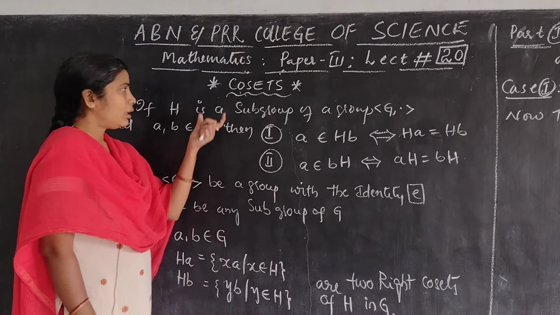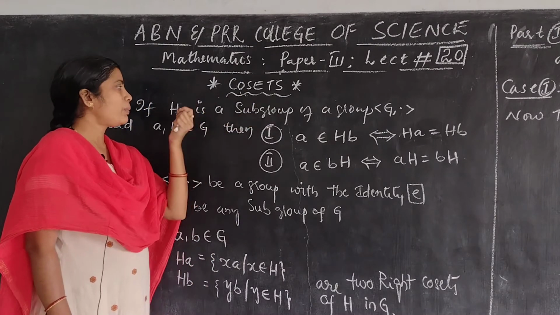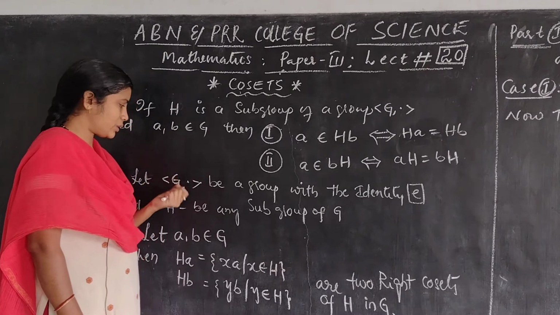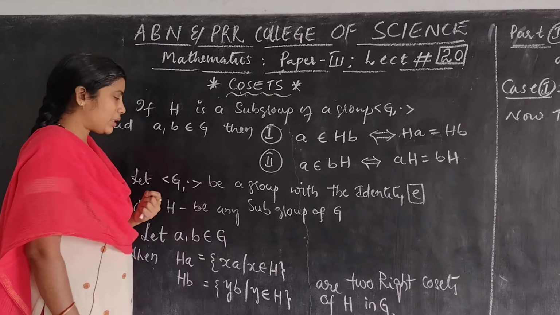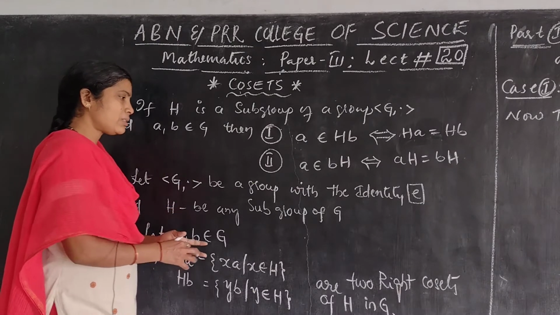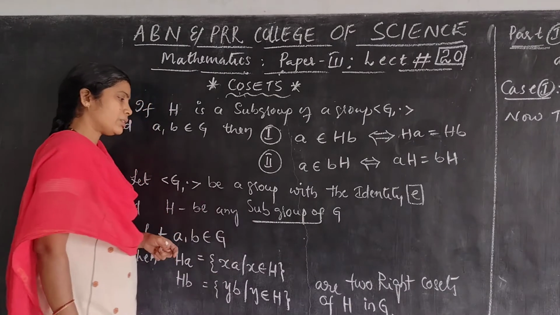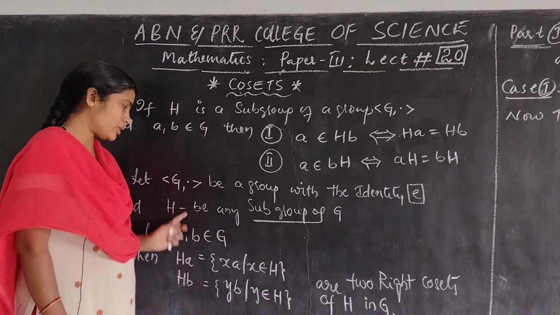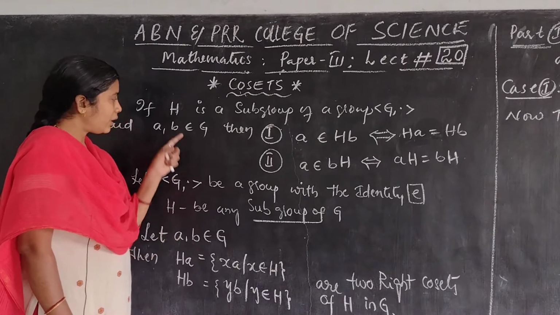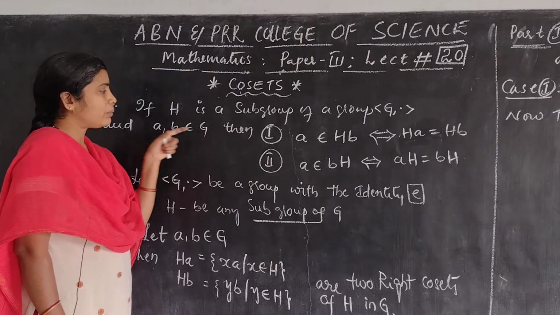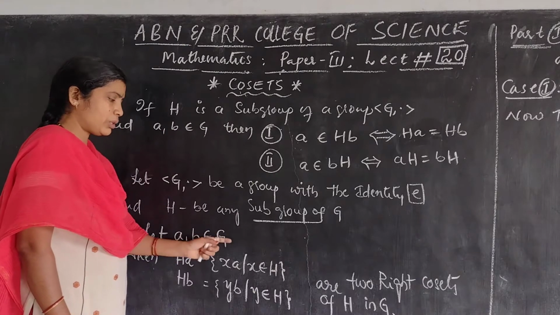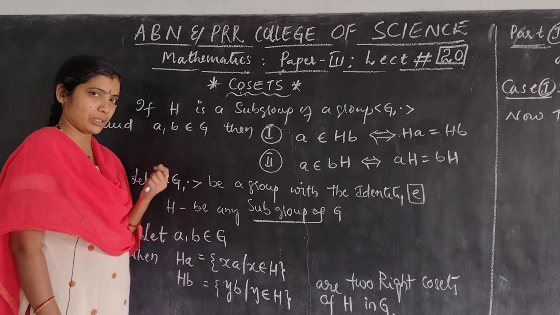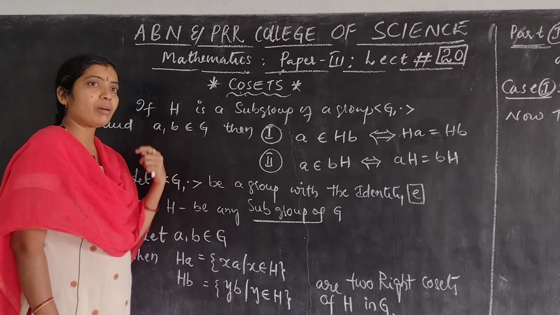Given hypothesis is that G is a group and H is a subgroup and A and B are two elements. G is a group with identity element E and H is any subgroup of G. We can write cosets for only subgroups, that's why H is any subgroup. A and B are two elements of G. Regarding these two elements, we can write two left cosets as well as two right cosets. We will prove this theorem according to right cosets.